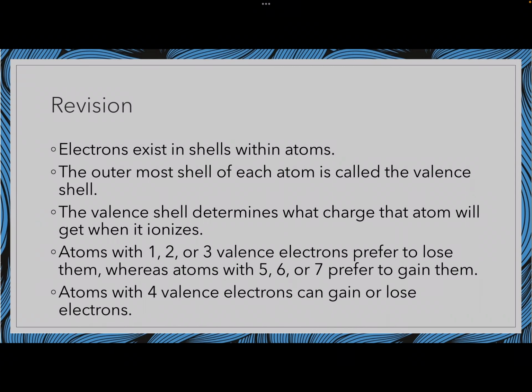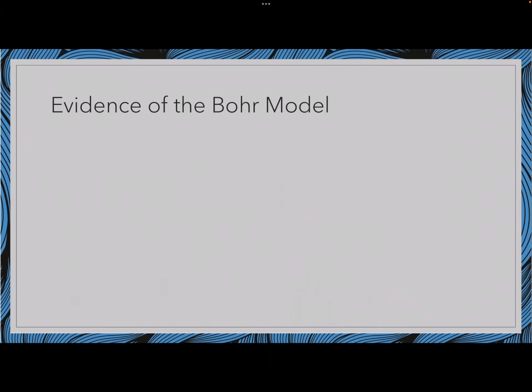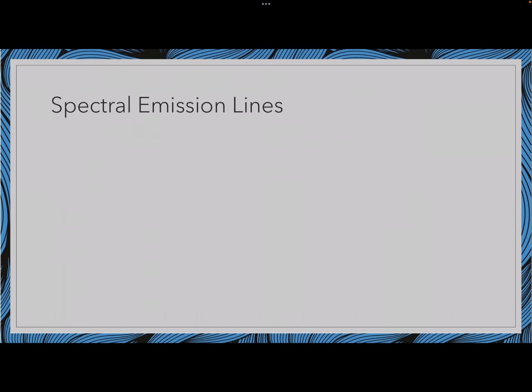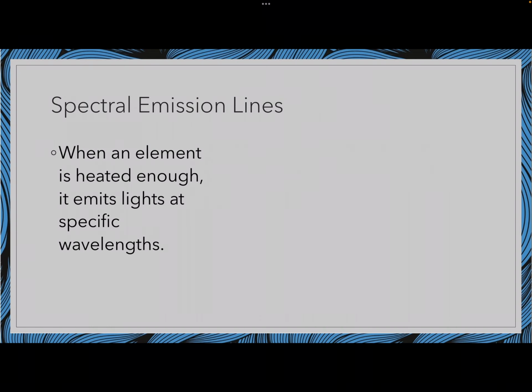So let's have a look at a bit of the evidence for the Bohr model of the atom. Now, the major piece of evidence that helped confirm the Bohr model of the atom was the discovery of spectral emission lines. Basically, when an element is heated enough, it emits lines at very specific wavelengths. You might remember wavelengths from year 10, so the distance from the crest to crest of a wave. With light, they're in the ranges of hundreds of nanometers, so by 10 to the minus 9 meters.